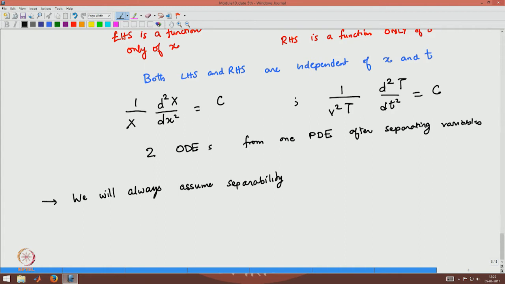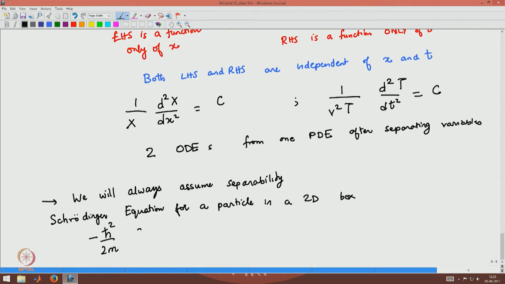So for example, if you take the Schrodinger equation for a particle in a 2D box, I'll just write the equation, then we will discuss it. So you have ∂²ψ/∂x² plus ∂²ψ/∂y² equal to Eψ inside the box.